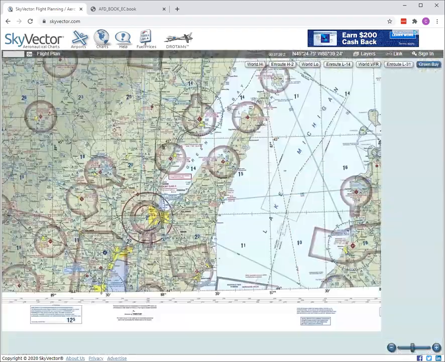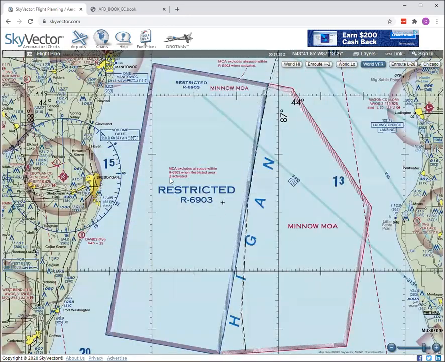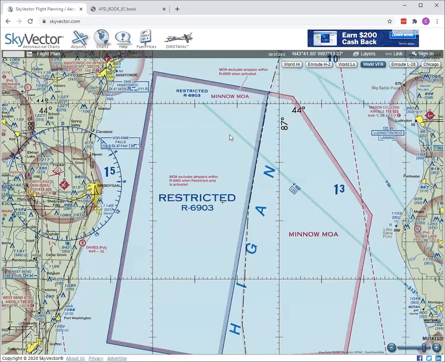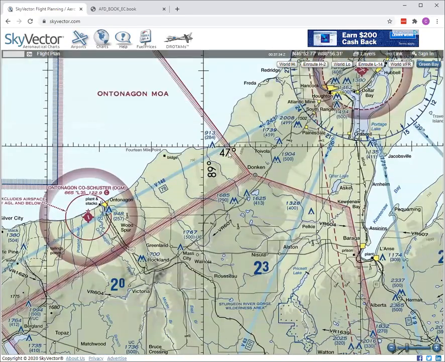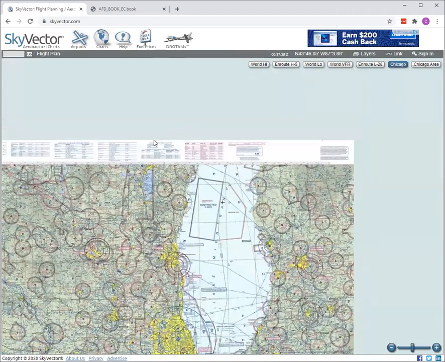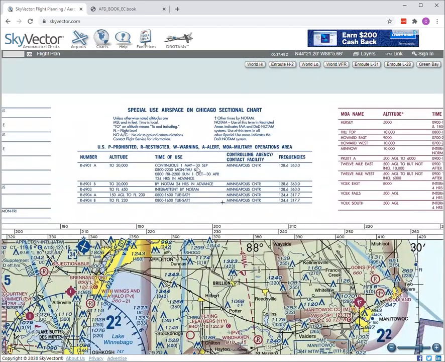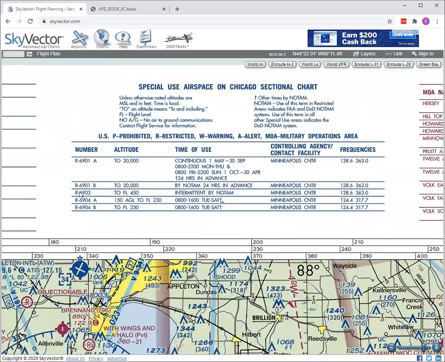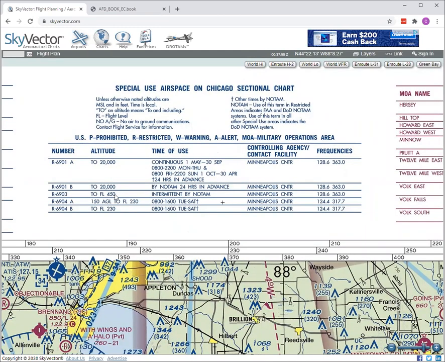Yeah. So let's see here. Let's take this restricted area, Restricted 6903. I think it wouldn't be on this one; it would be on the other one. Yes, here they are. At the top, like the MOAs, they also have a box for them. So you can look up R6903, and you can see the altitude goes up to 45,000 feet. So that would be the cutoff in this case.